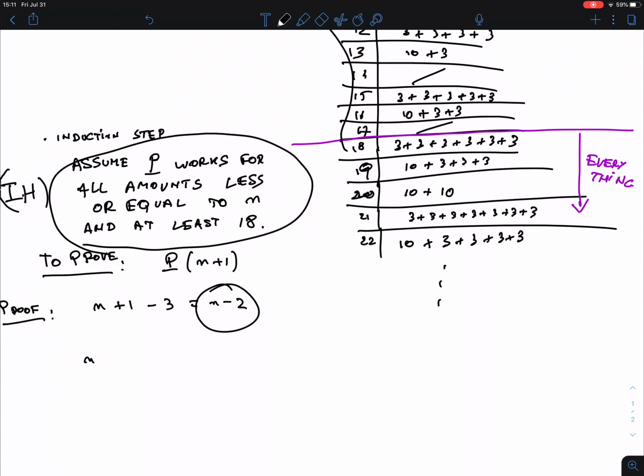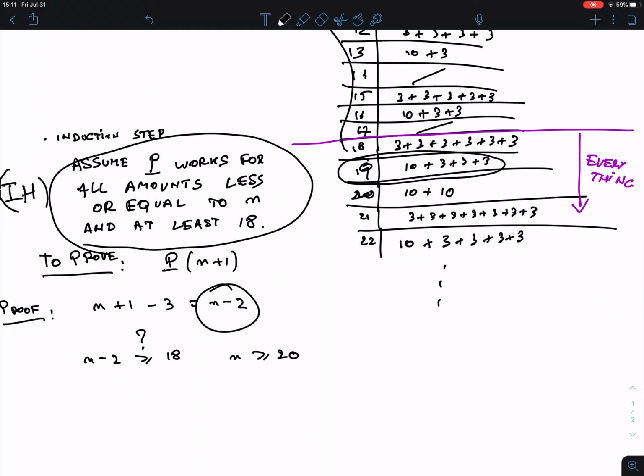So what I need is that n minus 2 is at least 18. So that is a little bit of a problem. That means that n should be bigger than 20. Then I'm safe. But in other words, I need to know what happens here at 19, right? Because if n is 19, I cannot use this trick. Because if n is 19 and I subtract 2 from it, I get 17, which is something I cannot do.